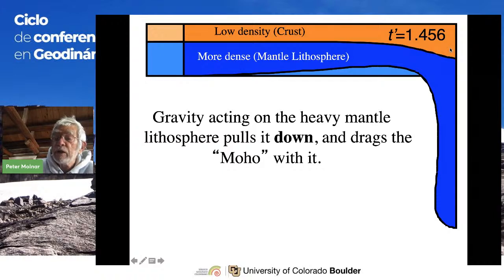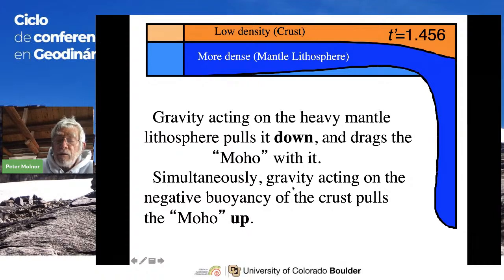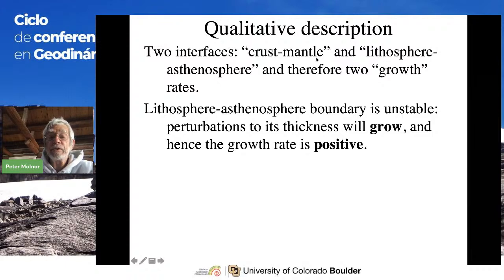It's pulling the crust. The crust, of course, is less dense than the mantle lithosphere or the asthenosphere. This is pulled down. Simultaneously, gravity acts on the negative buoyancy of the crust. The crust is less dense than the mantle lithosphere. So when you pull it down, gravity is tending to pull it back up. Gravity wants to pull the Moho up. And the question is, who wins? In this particular picture shown here, the mantle lithosphere wins. The sinking of the mantle lithosphere pulls the crust down. But that's not always the case.